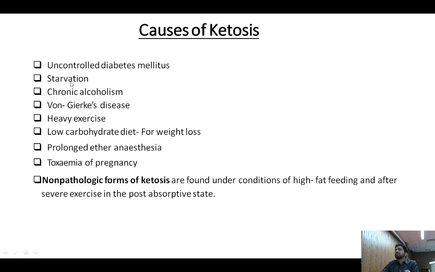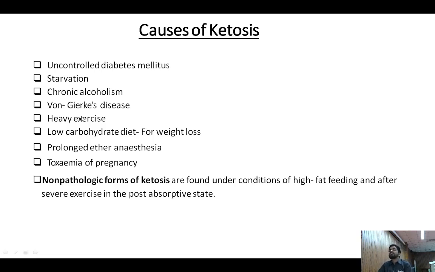Second is starvation ketosis. Third is chronic alcoholism, that also leads to ketosis. Then von Gierke's disease. If you remember these three, that's good. These three you have to remember. Von Gierke's disease is a type of glycogen storage disorder. So glycogen cannot be utilized for energy purpose. Normally when glucose is low, glycogen gets broken down, right? If glycogen cannot be utilized, then ketone body will be formed from fat.